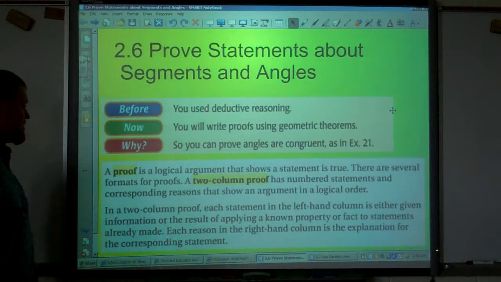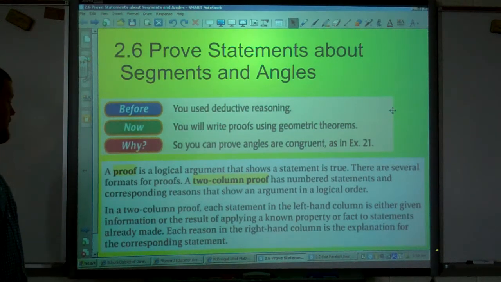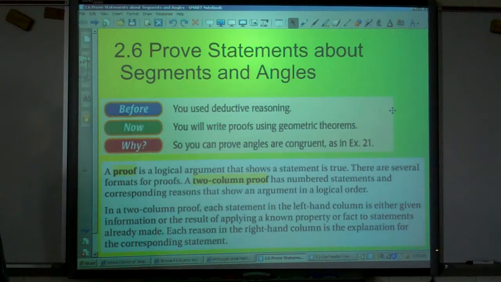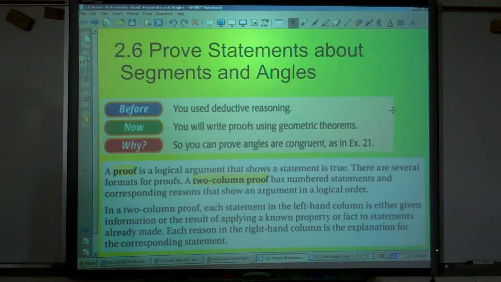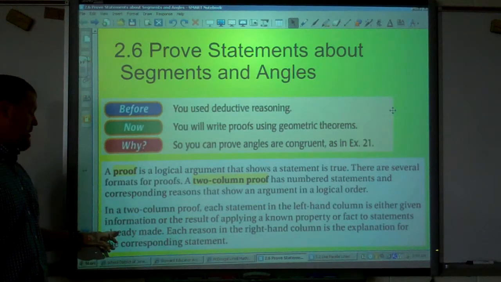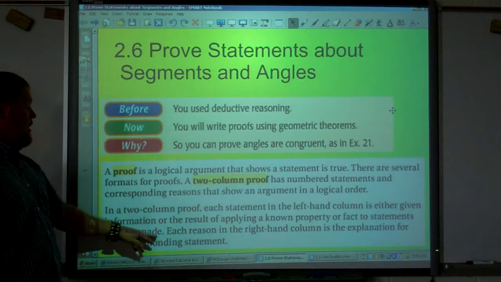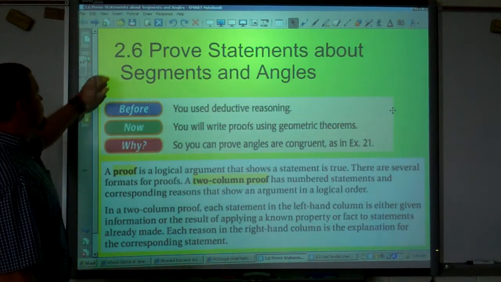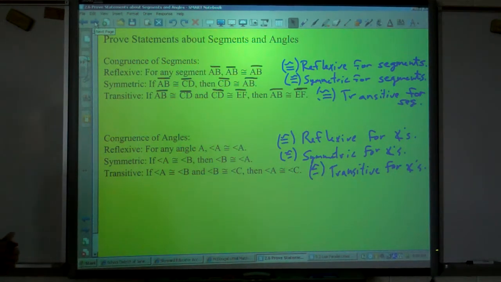It has numbered statements and corresponding reasons that show an argument in logical sequential order. In a two-column proof, each statement in the left-hand column is either given information or the result of applying a known property or fact to statements already made. So our definitions, our theorems, postulates. Okay, and then each reason in the right-hand column is the explanation for the corresponding statement. Proof statements about segments and angles.